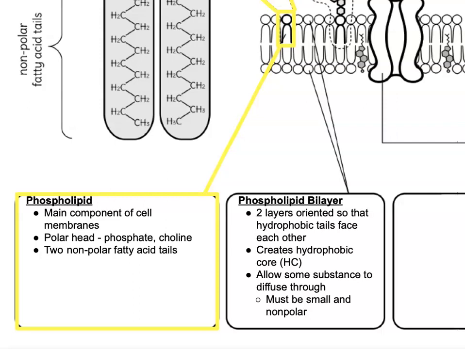The bilayer only allows some substances to diffuse through. These substances must be small and nonpolar, such as oxygen gas, or they may be small and polar. For example, water can sometimes diffuse through, but substances cannot cross the bilayer if they are charged, in the case of sodium ions, or if they are large macromolecules such as glucose.